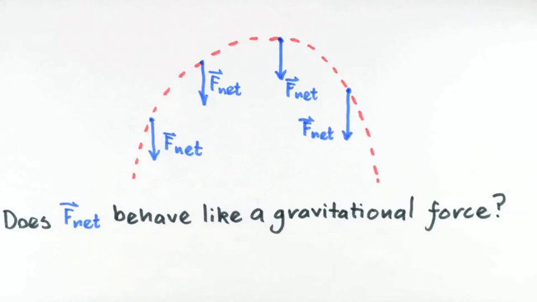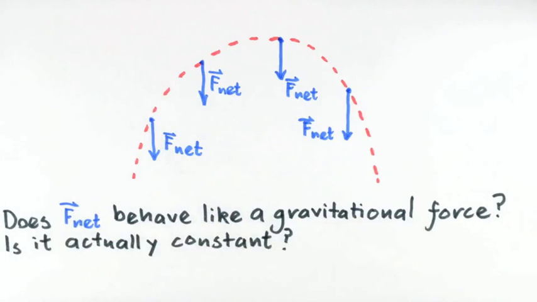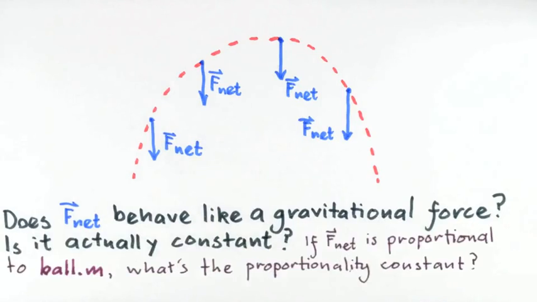How about checking to see if f net is really constant and might be due to a weight force that is proportional to the mass of the system? Can you find a constant of proportionality? Try this and see what you can learn. We'll defer further discussion about this to the class forum.